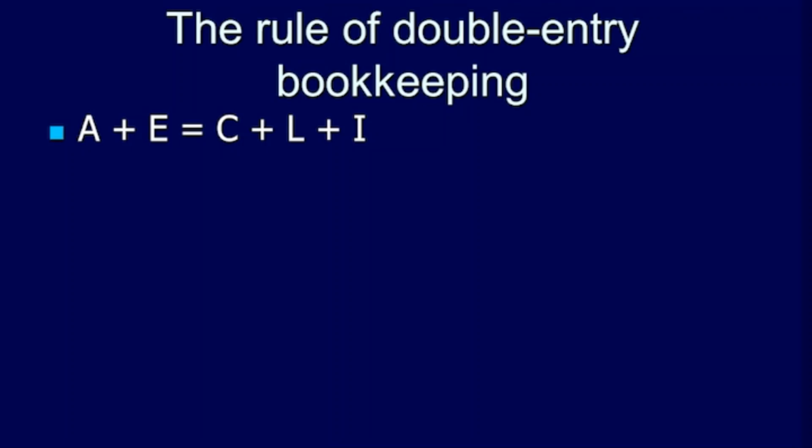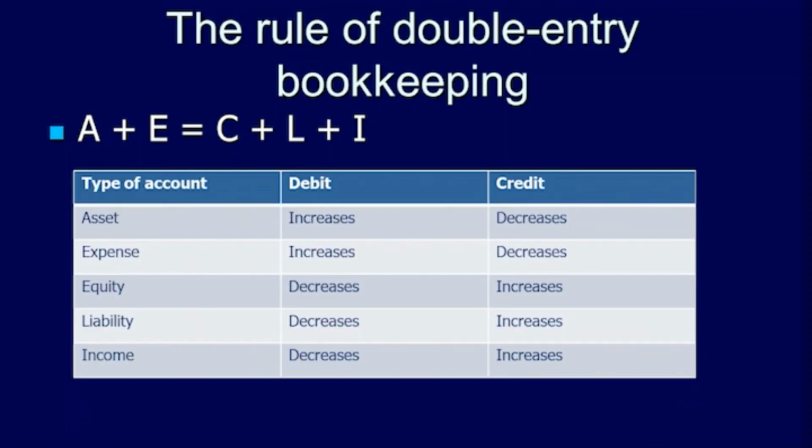This form of the equation is very useful to remember, as it gives you all the rules of double entry bookkeeping, including the ones for income and expense accounts. Assets and expenses are debit accounts. Assets and expenses are on the left side of the equation, representing debit balances.